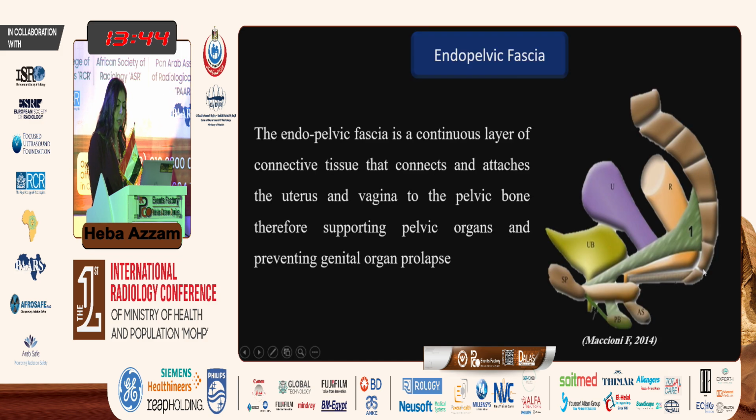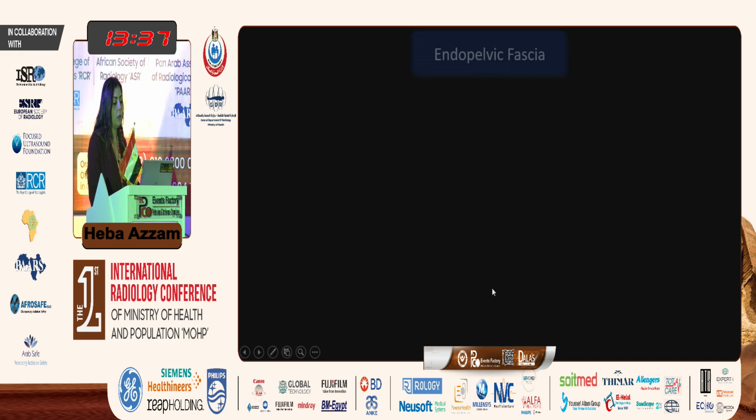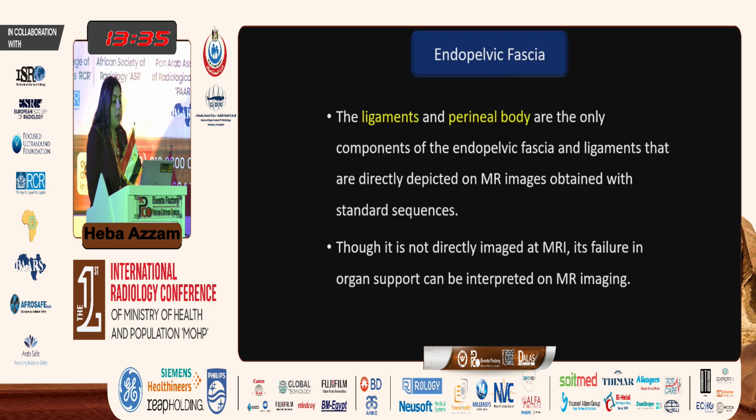Beneath it is the levator ani muscle, and the last layer is the urogenital diaphragm. However, the ligaments and perineal body are the only components of the endopelvic fascia and ligaments that are directly seen on MRI images obtained with the standard sequences. Yet, though it's not directly imaged, its failure in organ support can be interpreted on MR imaging. We can't see the fascia, but we can see the effect of its failure.